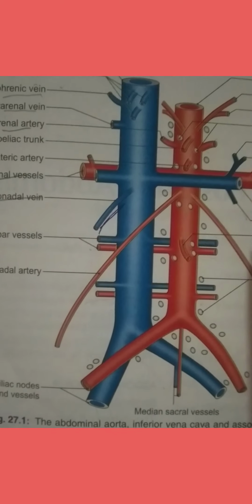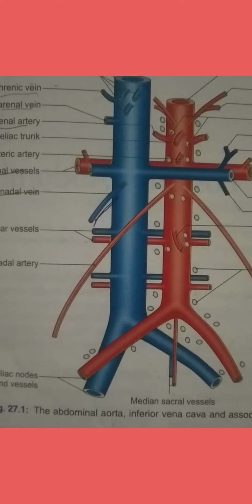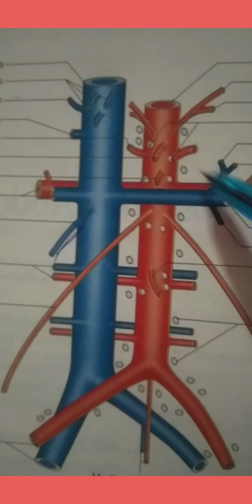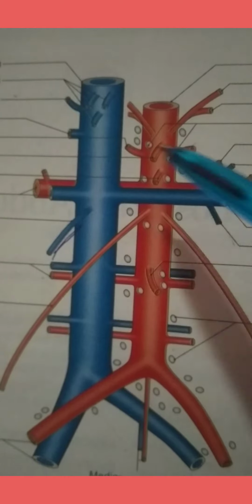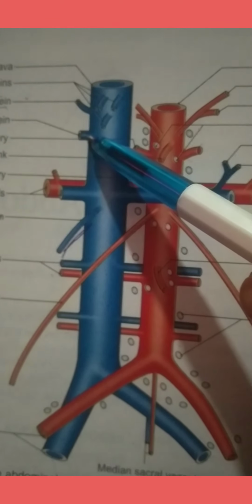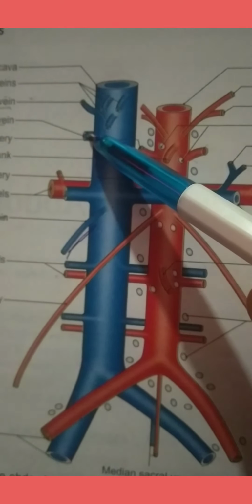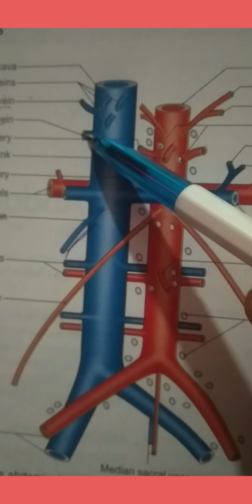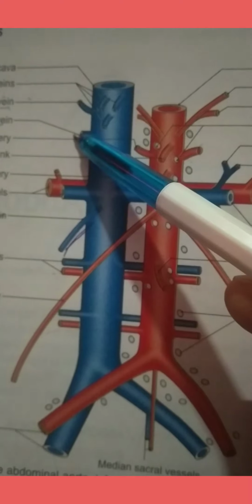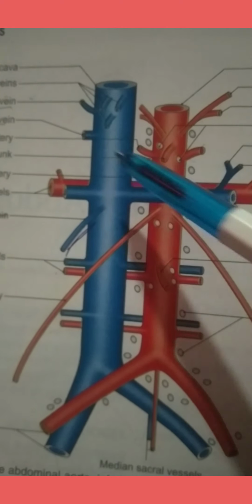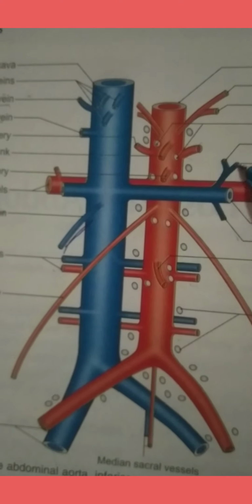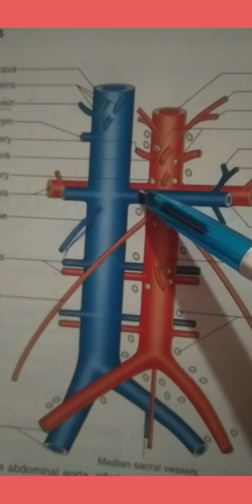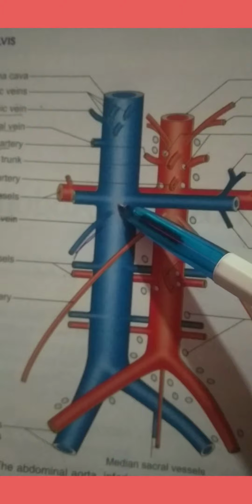Next, the suprarenal veins. This is the right suprarenal vein, and this is the left suprarenal vein. The suprarenal veins drain the blood from the suprarenal glands. The right suprarenal vein drains directly into the IVC, and the left suprarenal vein first of all drains into the left renal vein, then the left renal vein drains to the IVC.